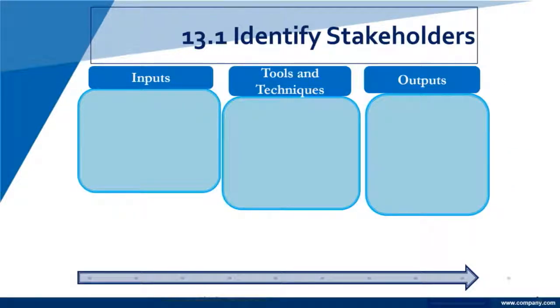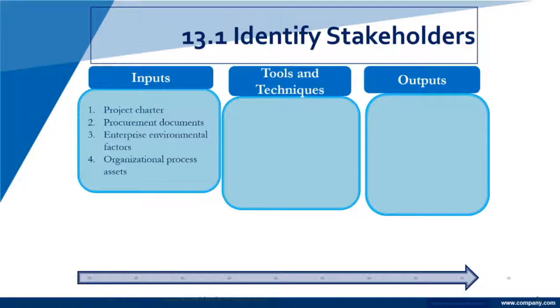So the first one, identify stakeholders. For inputs, we have the project charter. Procurement documents. We haven't talked much about procurement yet. We have a whole knowledge area on procurement. But here we're looking at procurement documents as they may throw light on who are the stakeholders, who is affected by the project, who affects the project. So it's a good input in this case. We have the enterprise environmental factors, organizational process assets. So those are inputs in identifying the stakeholders.